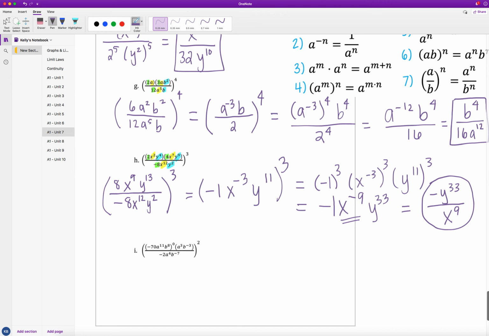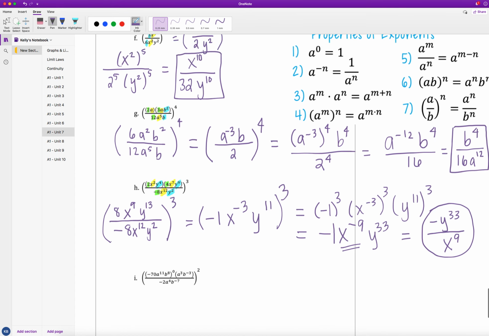So I've got -70, a to the 11th, b to the 8th, all to the 0, times a to the 3rd, b to the -3rd, all over -2, a to the 4th, b to the -7th, the entire thing to the 2nd power. Whew, wow, that's a lot. One of the things I noticed right away is that 0 exponent. Remember, one of our favorite rules: anything to the 0 power is equal to 1. So as complicated as this is in parentheses, -70, a to the 11th, b to the 8th, it is all raised to the 0 power, so this entire piece is just equal to 1.